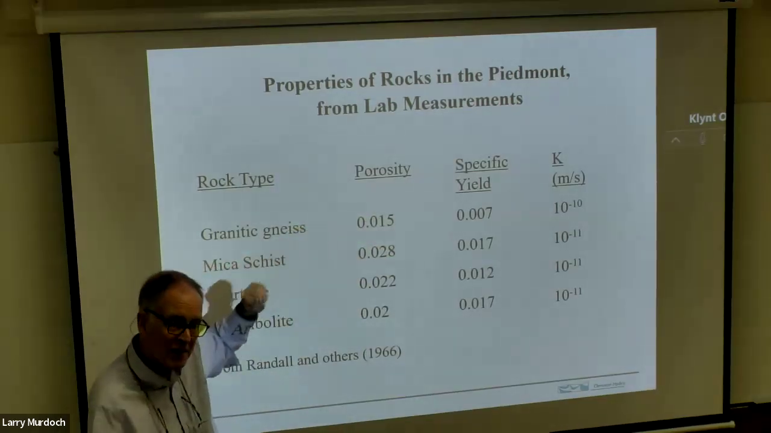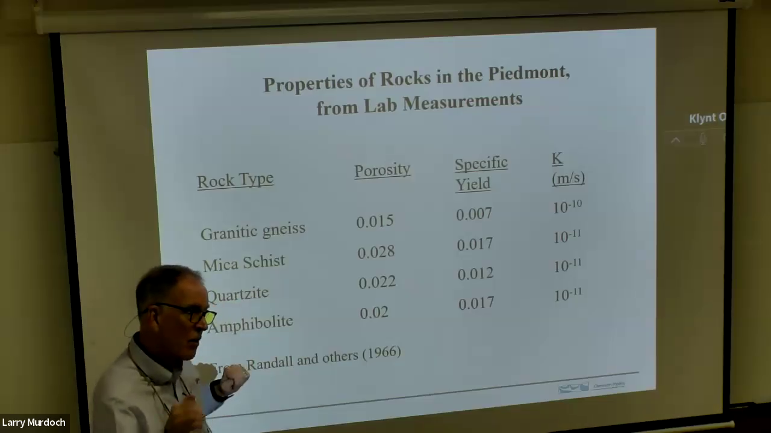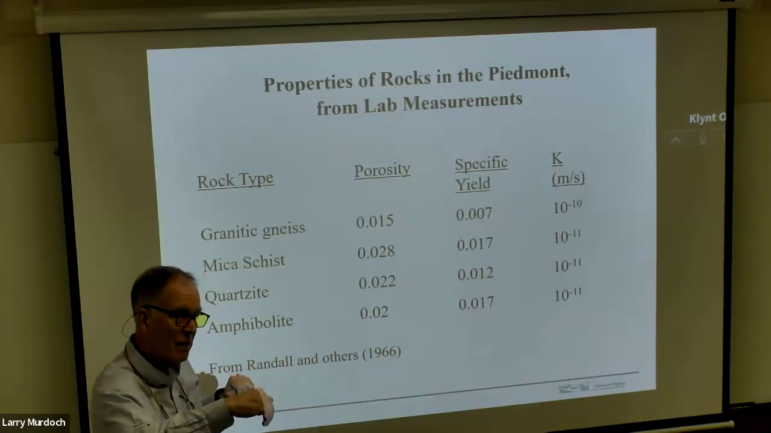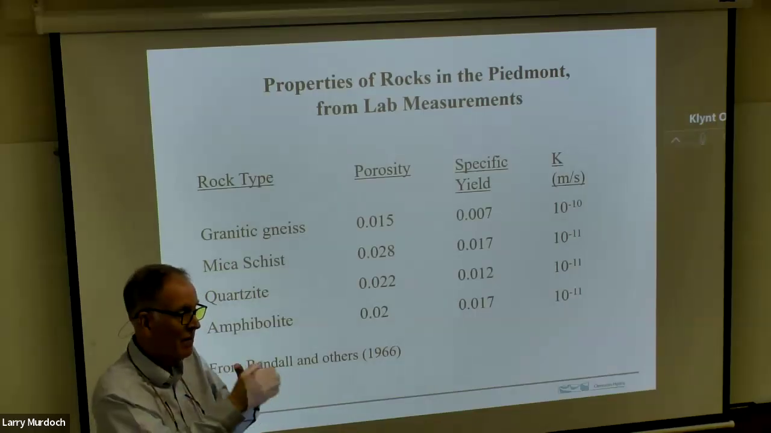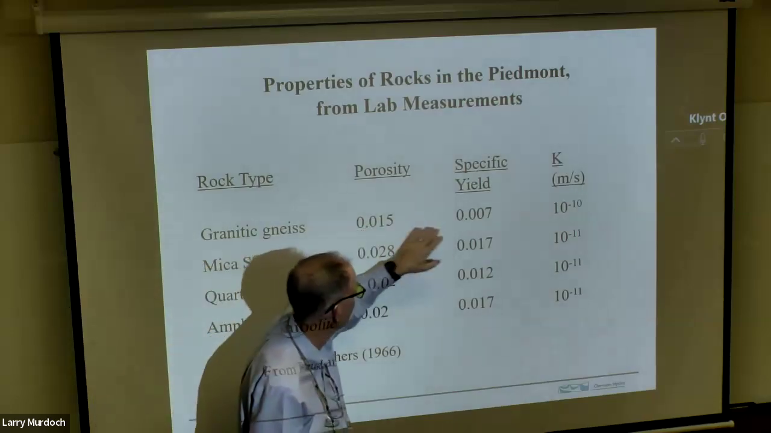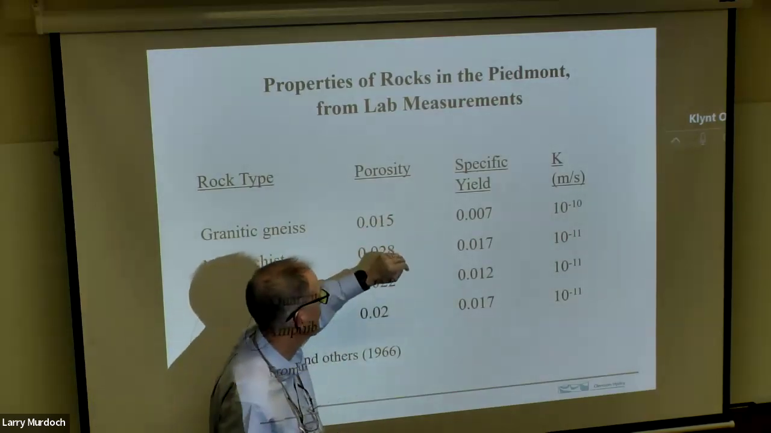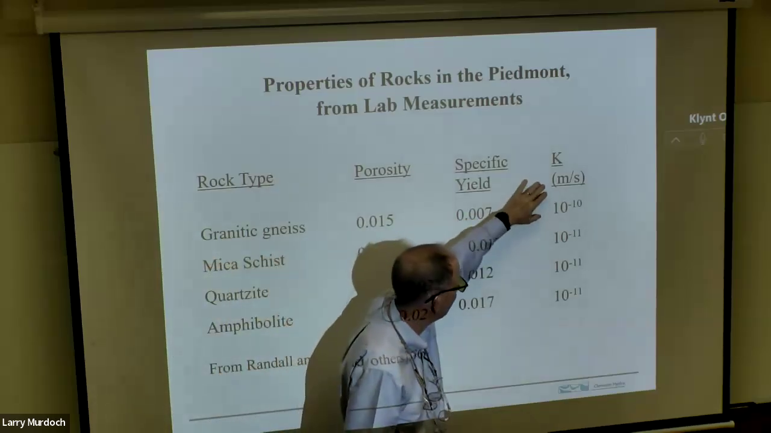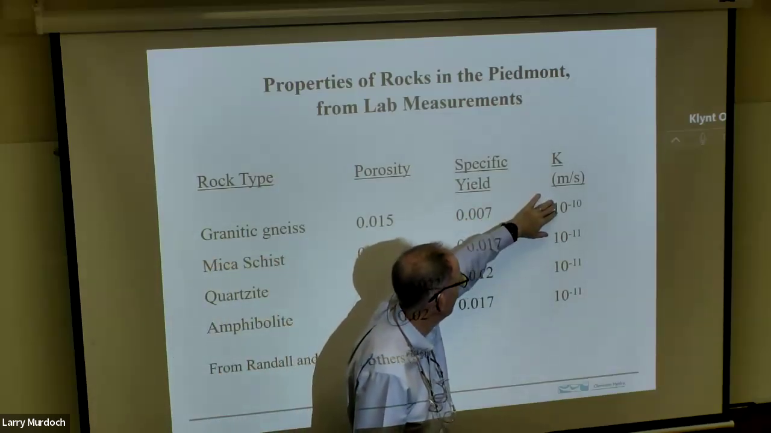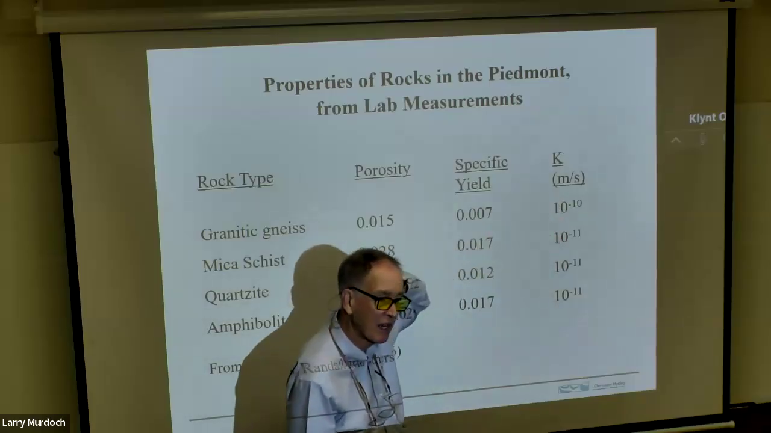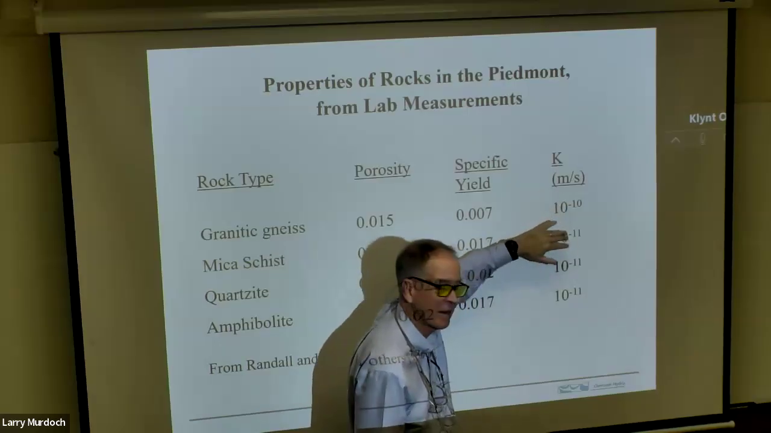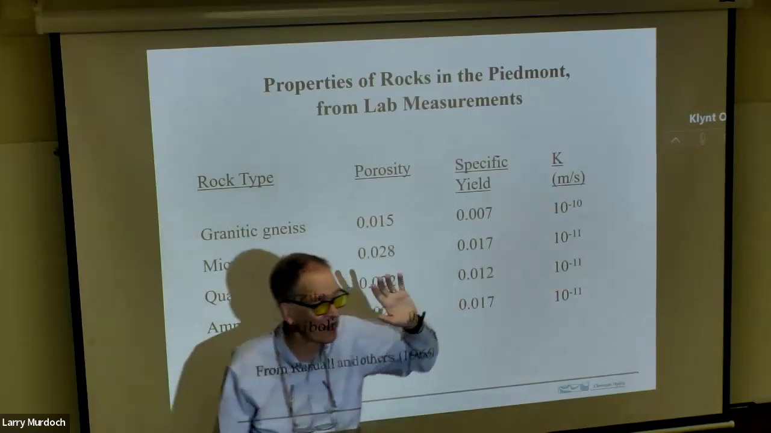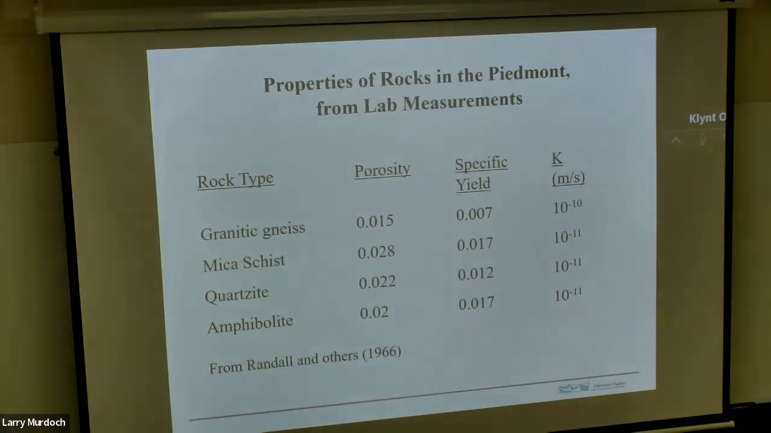Remember, the specific yield is always going to be less than porosity. And if you take specific yield and specific retention, you can add those together to get the porosity. So the specific yield here is less than the porosity, and the hydraulic conductivity is here. We said that the saprolite was around 10 to the minus 6. This is the rock at 10 to the minus 10, 10 to the minus 11. So 10,000, 100,000 times less than the saprolite.